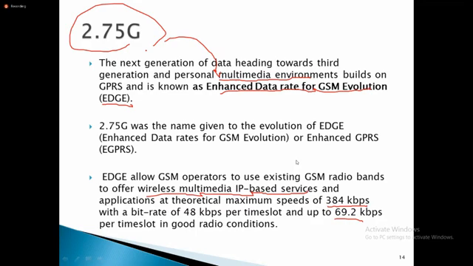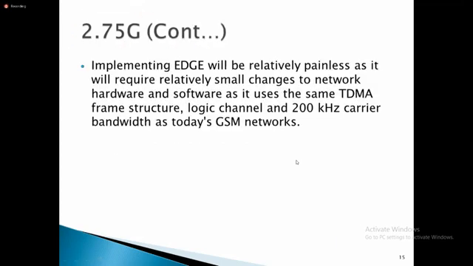2.75G වල වැදගත්ම දේ තමයි multimedia services, IP-based services introduced, right? So using Edge, those are the things you should remember. Then implementing Edge will be relatively painless. Implementing Edge is easy because you can use the same network infrastructure as the GSM network. GSM network infrastructure එකම පාවිච්චි කරලා Edge implement කරන්න පුළුවන්, right? So you do not have to replace the equipment in the existing network. Network එකේ equipments replace කරන්න නැතුව Edge technology එක පාවිච්චි කරන්න පුළුවන්, right? So it is easy.